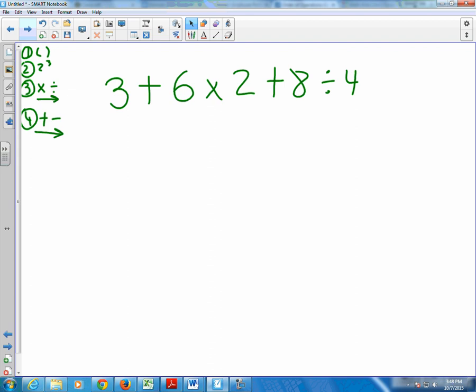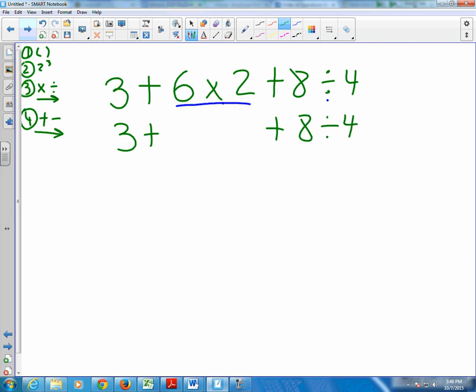So let's look at my problem. Do I have a multiplication or division? Yes, I have both. I have a multiplication here and I have a division here. But which one do I do first? The one that comes first from left to right. Then this one is first. In the following line, write all the numbers that are not underlined. That means 3 plus, right, plus 8 divided by 4. And then you're just going to solve that one operation that you underlined. And then the answer for 6 times 2 is 12. We're going to write it right below it.